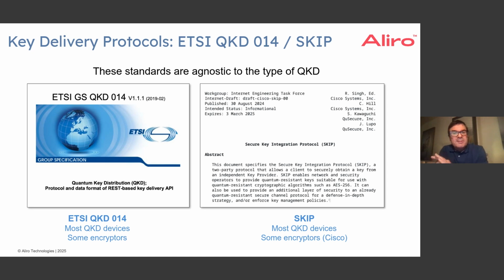Both protocols are extremely similar in how they work. Note that both ETSI QKD 014 and SKIP are completely agnostic about which flavor of QKD protocol is being used. They don't care how the QKD key is produced. They're just a mechanism for handing the produced key to the encryptor.